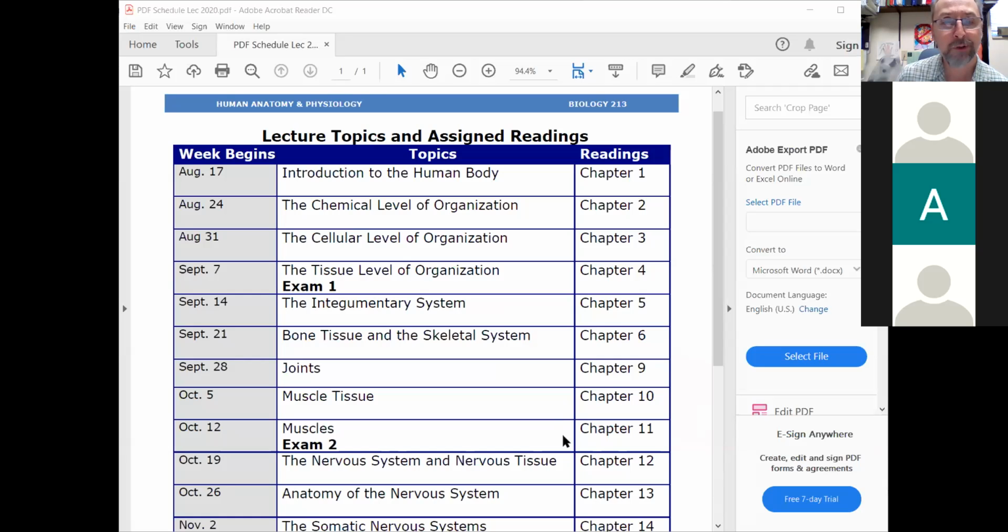Exam 2 will cover chapter 5, the integumentary system, chapter 6, bone tissue and the skeletal system, a little bit of chapter 9 on the joints. Then it will cover muscle tissue, chapter 10, which we're working on this week, and a little bit of chapter 11, but not much. So it's primarily 3 chapters, 5, 6, and 10. Those chapters are the main things. There's a little bit on the types of joints from chapter 9, and a little bit on the parts of an individual muscle as an organ.